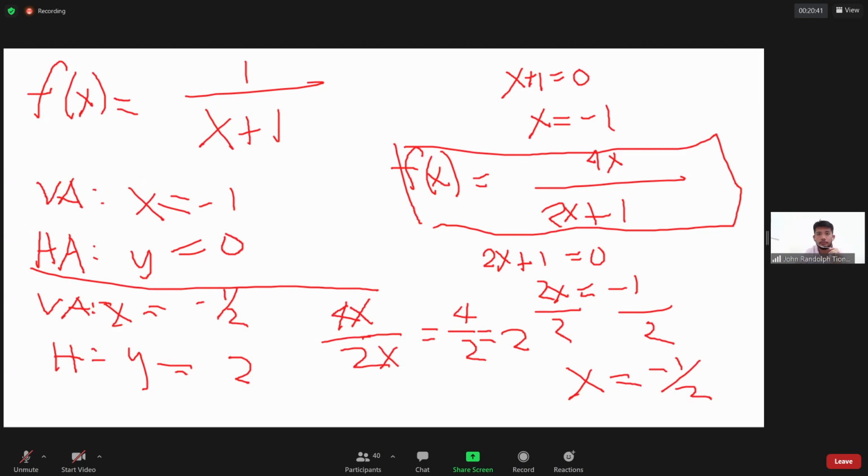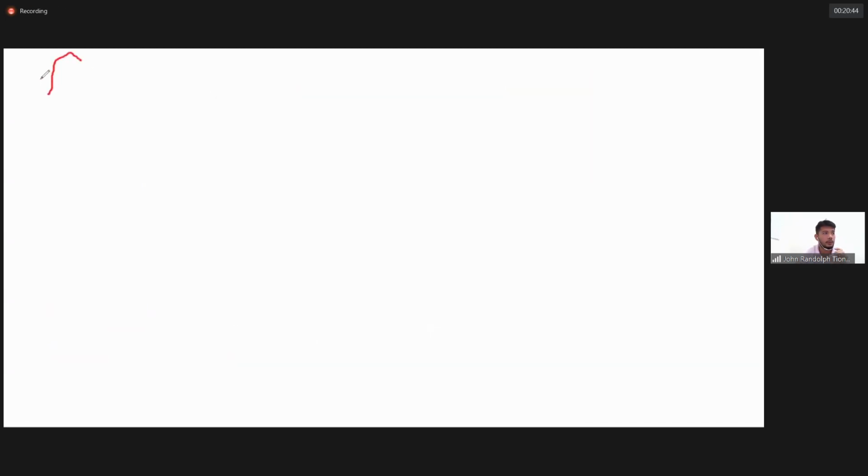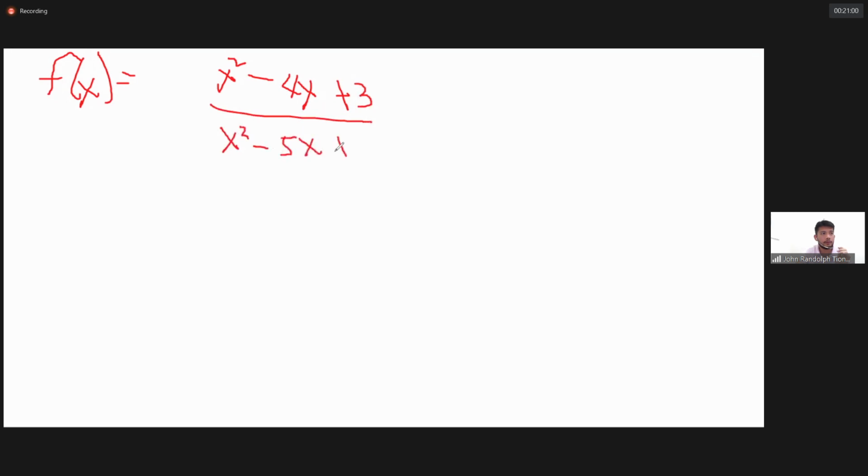Another example. Okay, how about if we have this equation? F of x equals x squared minus 4x plus 3 over x squared minus 5x plus 4. Okay. Now check your equation. What can you do with your equation here? Okay, factor out. Yes, you are going to factor out before you can cancel. Now, remember your knowledge about factoring out a quadratic function?